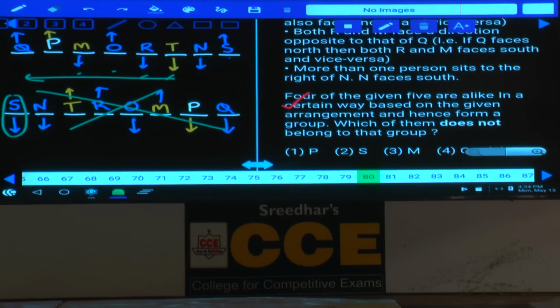Then coming to question number 80, 4 out of the following are alike, and one is an odd man out. Now in this, P is towards north, S is also towards north, M is towards south, and Q and O are also towards south, except M. The remaining 4 persons are north, M is towards south, that is choice 3. Clear now? Now this is about 76 to 80, seating arrangement or row arrangement.